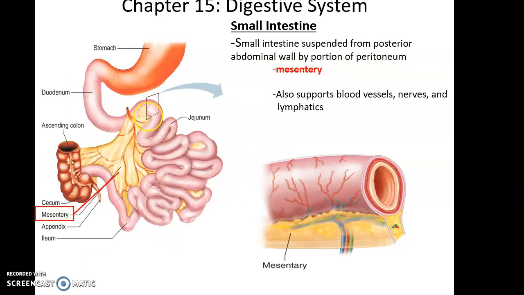So here is the small intestine, and as we can see, it's bound up and suspended from the posterior abdominal wall by part of the peritoneum, specifically the part called the mesentery. And we can see the mesentery is extremely important because not only does it surround the small intestine and attach it to the posterior abdominal wall, but it is also what is bringing various blood vessels, nerves, and lymphatic vessels to and from the small intestine.